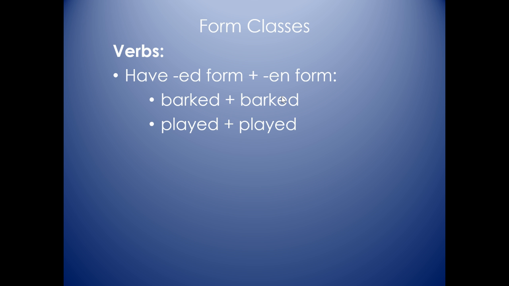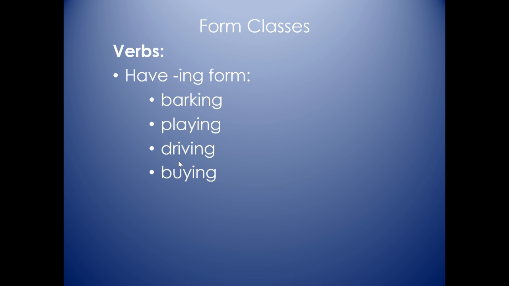Played and played is another example. Drove and driven. Well, drove doesn't have an ed to it, but that's the ed form of drive, and driven is the en form. Bought and bought. Once again, taking the word buy and changing it to bought, and then the en form is also bought. So we call them the ed and the en form, but they don't always literally have those two endings. Verbs also have ing forms: barking, playing, driving, buying. So when the word changes its form and is able to transform into all those different forms, we're probably dealing with a verb.